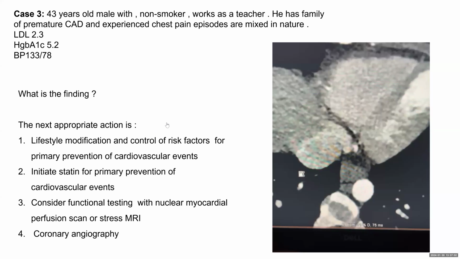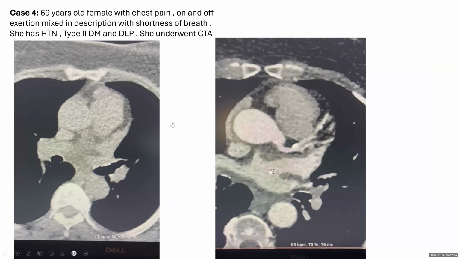Next. This is case number 4, a 69-year-old female with chest pain on and off exertion, mixed in description, with shortness of breath. She has hypertension, type 2 diabetes, and dyslipidemia. She underwent the CTA, and this is her CTA.